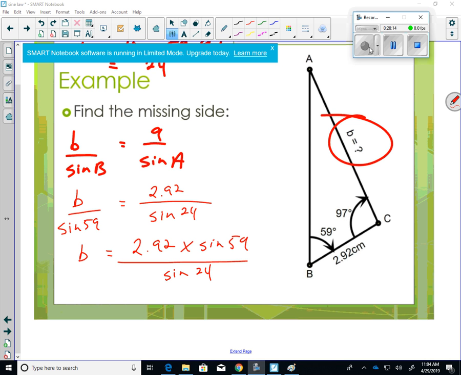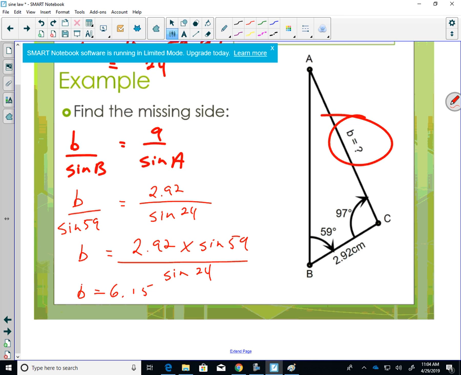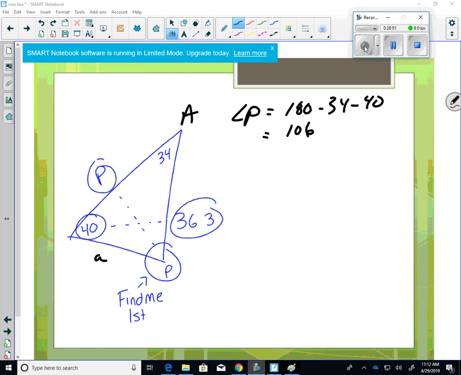Okay, so here's what I do on my calculator. I'm going to go 2.92 times sine 59 divided by sine 24 equals, and that's it, just equals. 6.15? Yep, 6.15. Or like 6.2? Yeah, I can't remember the rule for rounding on the provincial exam. I'll have to double check. 6.15.